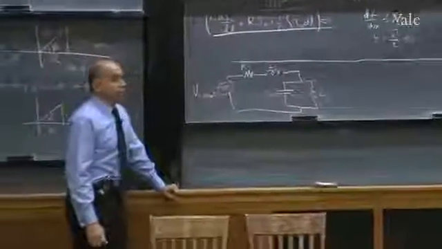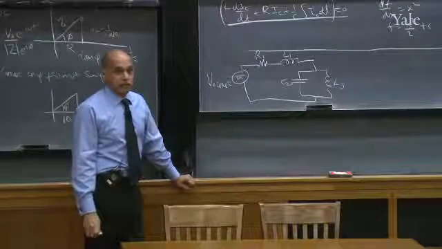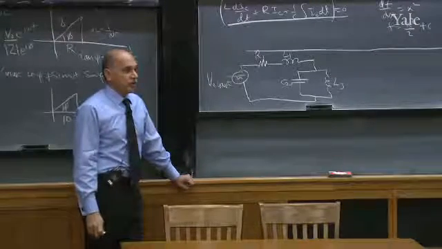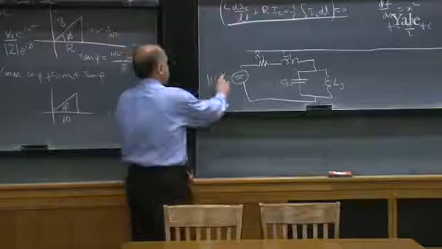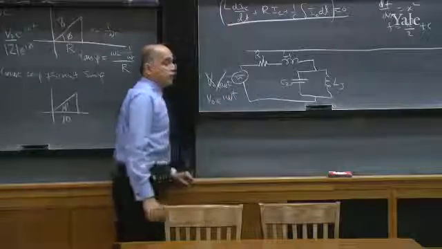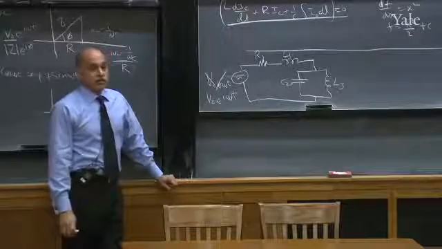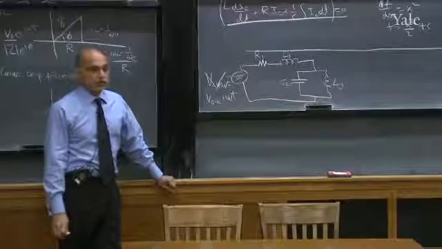How are you going to solve this problem? By guessing. You have no idea how to guess. You cannot solve this problem by guesswork. But I claim that if you replace this fellow by V naught e to the i omega t, you'll be able to guess the answer. You'll be able to solve the problem. So I want to take a minute to tell you why that works.